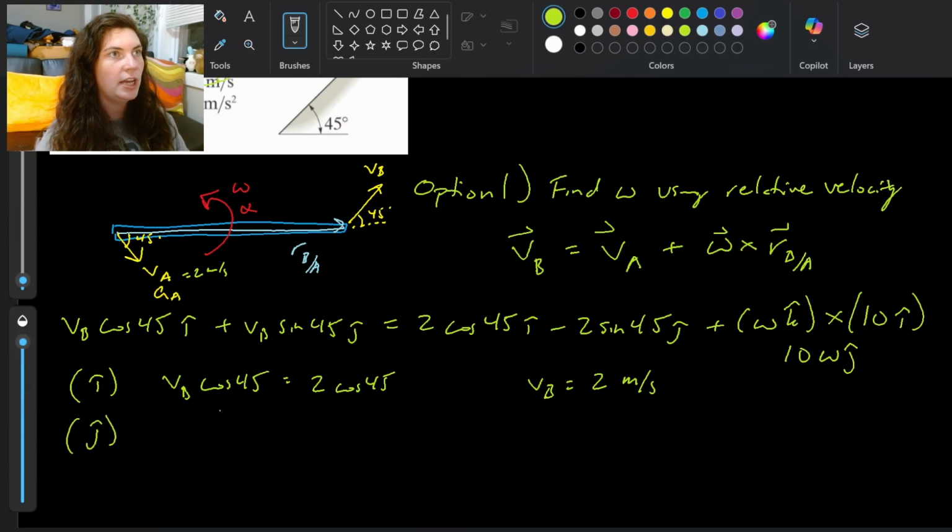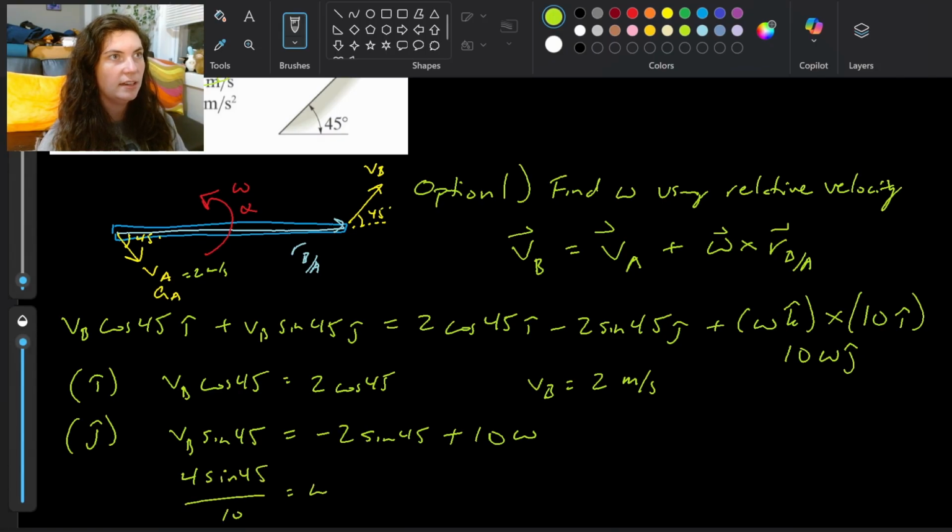And then if we take a look at those j components, now we've got VB sine 45, of course knowing that VB is 2. So VB sine 45 equals negative 2 sine 45 plus 10 times omega. So if I move that over to the other side, I'm going to get 4 sine 45 over 10 equals omega. So my omega, that angular velocity from the calculator, is 0.283 radians per second.